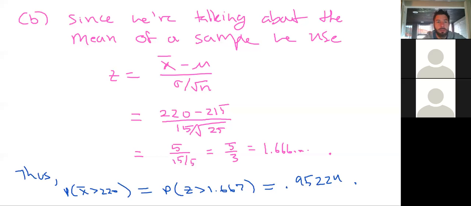Any questions about this problem? All right, you don't have questions, let's move to the next type. All right, so the next problem is an example of approximating a binomial probability.